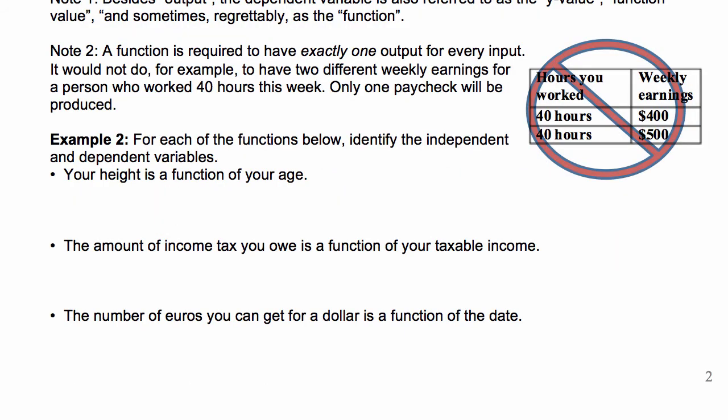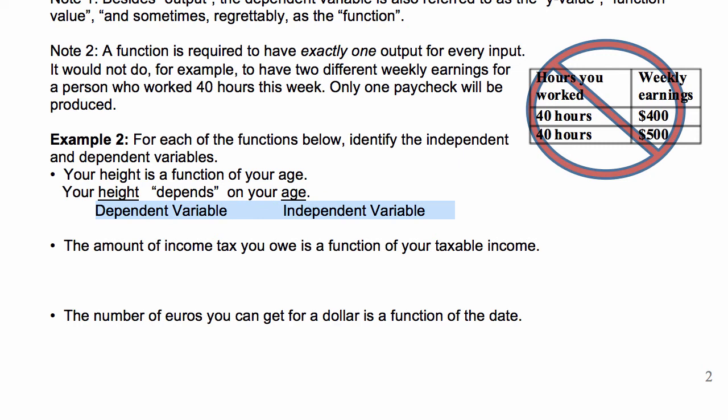Example 2. For each of the functions below, identify the independent and dependent variables. Your height is a function of your age. Because your height depends on your age, height is the dependent variable and age is the independent variable.